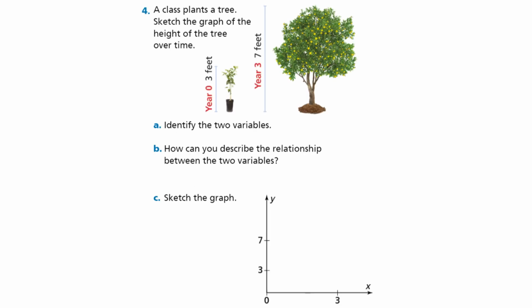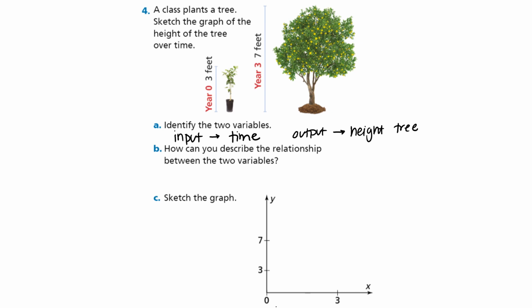Number 4, a class plants a tree. Sketch the graph of the height of the tree over time. So first you have to identify the two variables. The input value, which is x, is going to be time, or the number of years. The output value is going to be the growth of the tree, the height.